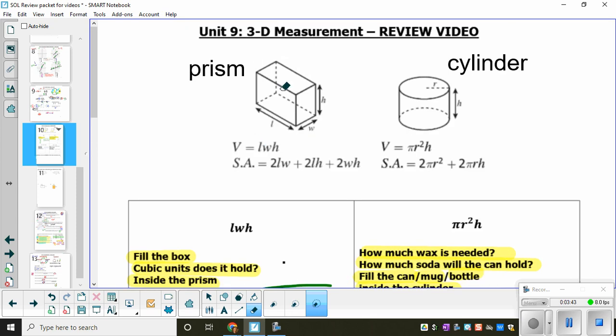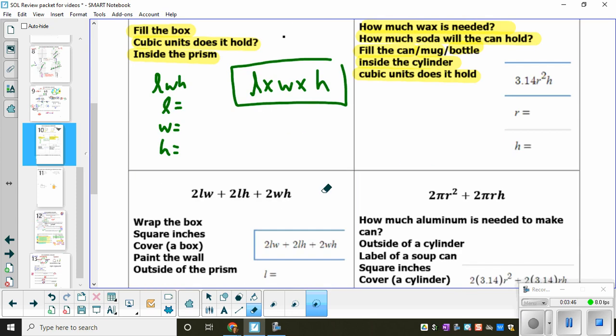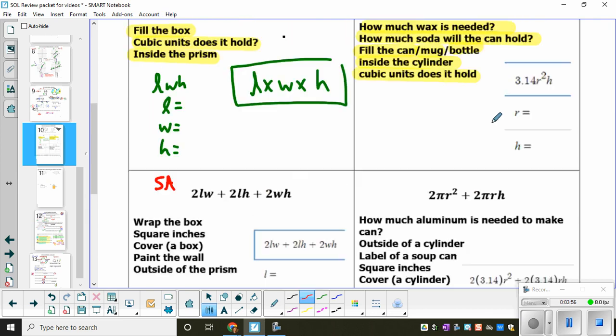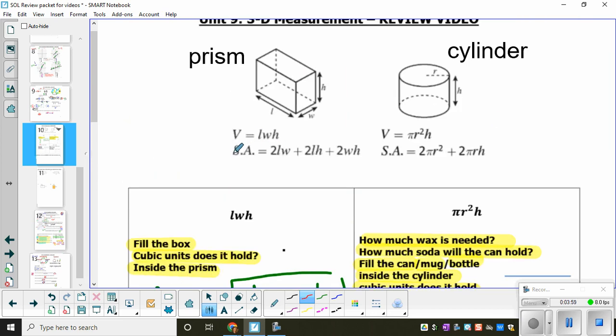And again, it could be filling up a box or filling up the cylinder. Now the next two formulas that we see are when we're trying to cover it up for surface area, okay? So that's why we've got the surface area of the box formula and then surface area of the cylinder. You can see up here, it's got the SA for surface area and the V for volume.